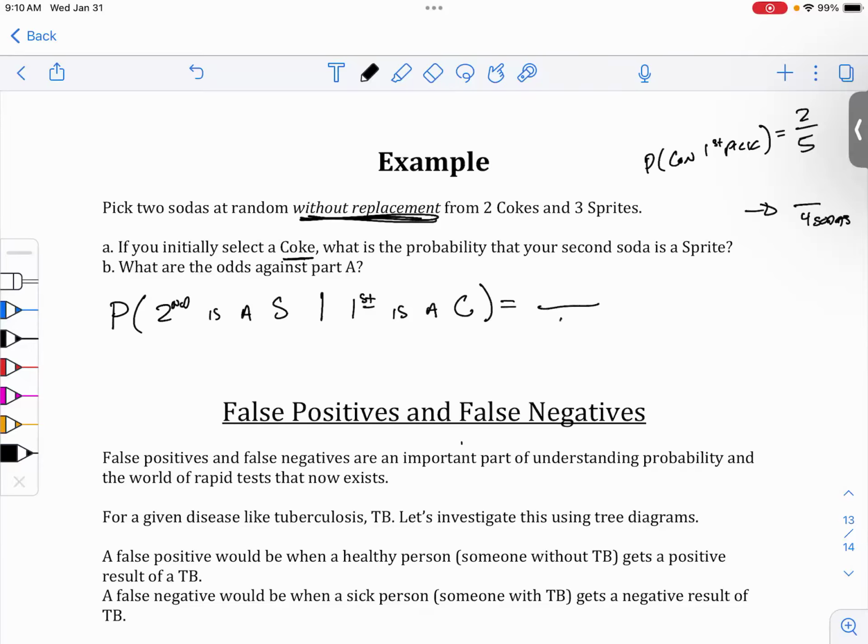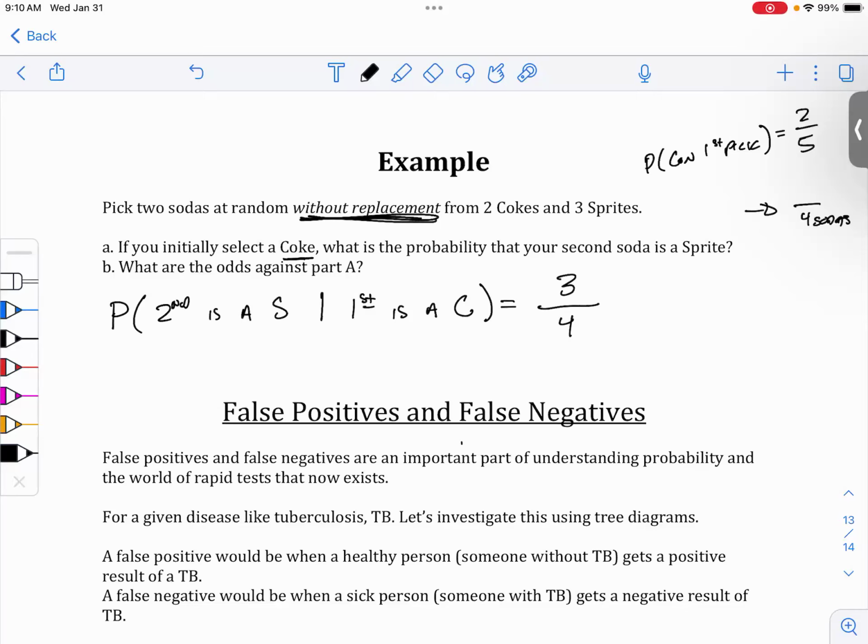So I know that I'm down to 4 sodas, all right? And the first one was a Coke, so there are still 3 Sprites left. Now, I could create a tree diagram to identify this, but sometimes with limited enough sample size, we can basically just think that out. We can just go through the logic of that.